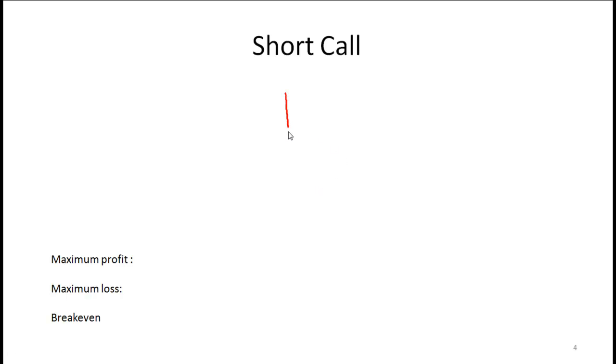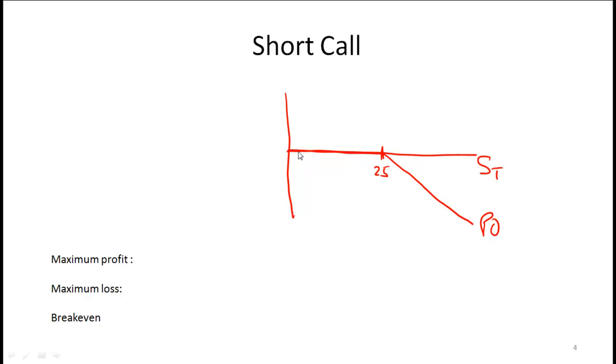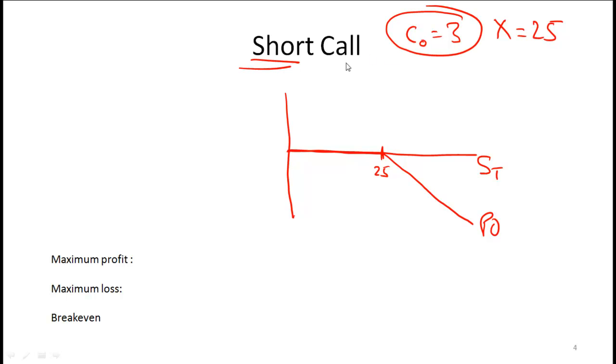Next we'll talk about a short call, and again let's start by doing the payoff diagram for the short call. The payoff diagram, as you've seen in earlier reading, for a short call is simply the mirror image of the long call. If this is our strike price of 25, then again we will assume that C0 is equal to 3 and X is equal to 25. Since this is a short call, you made $3 by writing or selling the call. This means that you now have an obligation that if the long party comes and exercises the option, then obviously you will have to oblige.